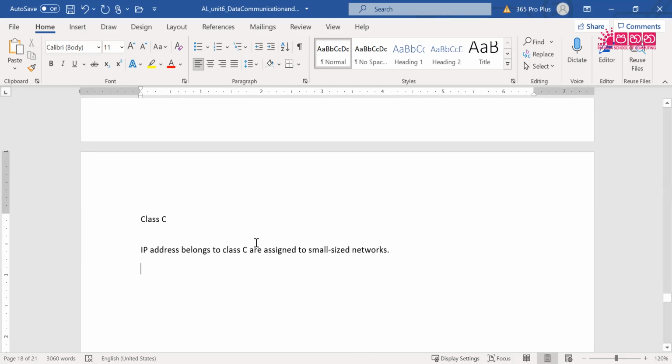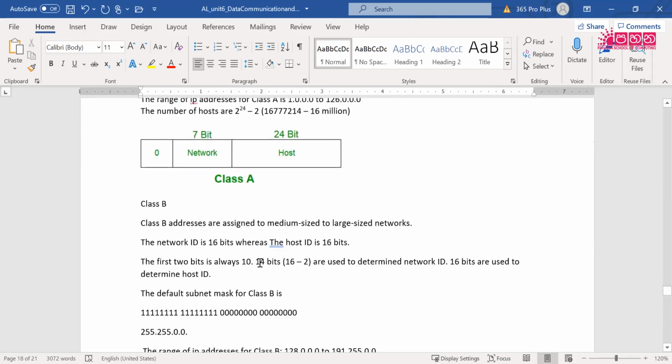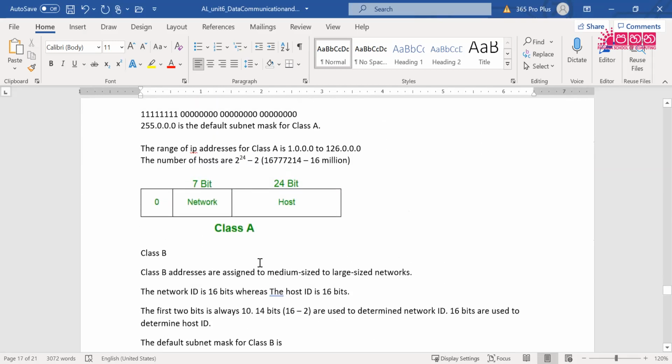The next one you need to remember is number of bits allocation. We said 3 bytes for network ID and 1 byte for host ID. So we can say the network ID is 24 bits and host ID is 8 bits, right? So in early cases also we have discussed this.